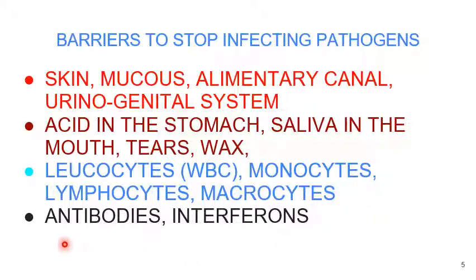And the fourth and final defense is from the antibodies. Antibodies are specific proteins produced by the body, by the cells, to fight the disease-producing pathogens. Interferons are also a group of molecules which can directly fight with the pathogens and destroy them.